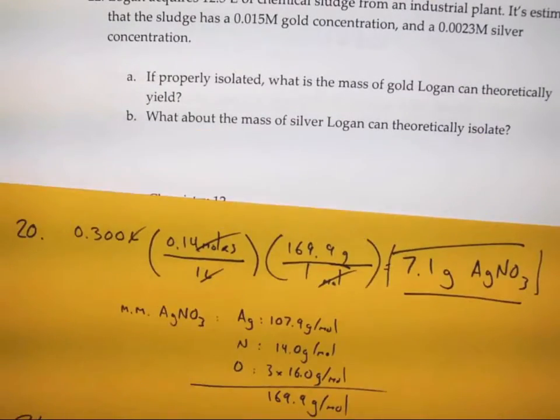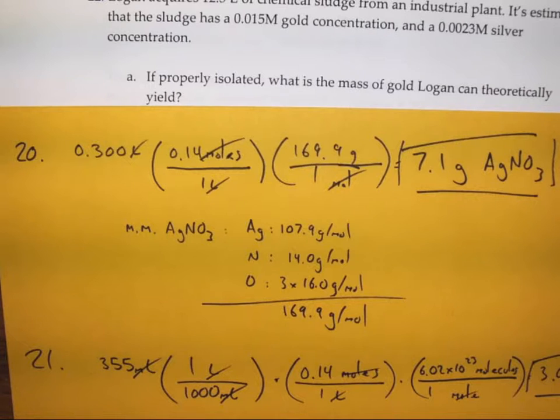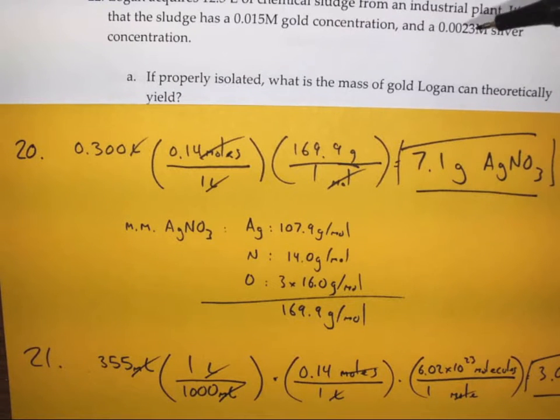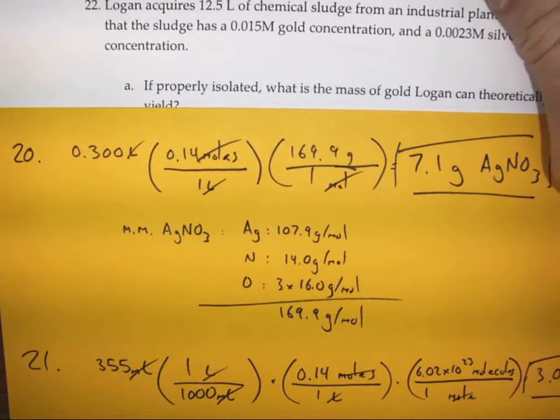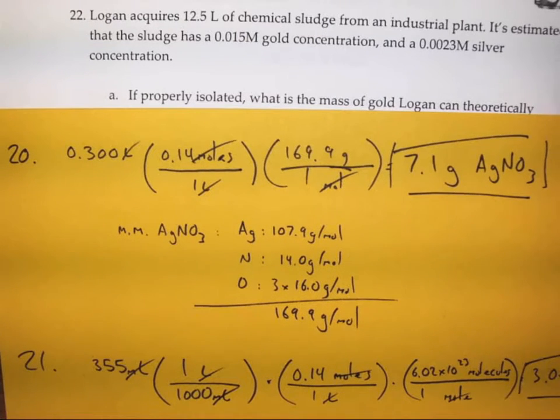Moving on. Let's take a look at Logan's chemical sludge situation here. This is a thing people do. They make it their business to acquire sludge from industrial plants and then go through a process of re-isolating certain valuable ions into metals. Now, these concentrations are probably a little high, and it probably wouldn't be gold and silver, probably slightly less valuable ions, but we'll proceed as that's not a big deal.